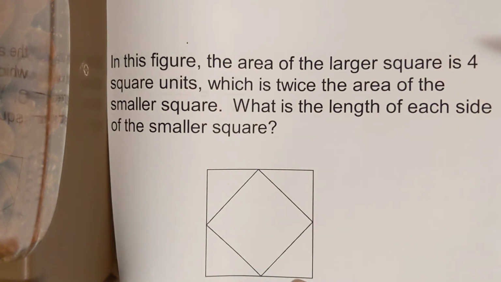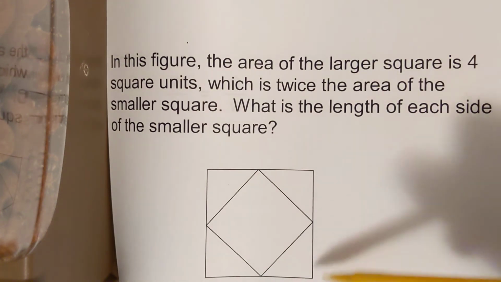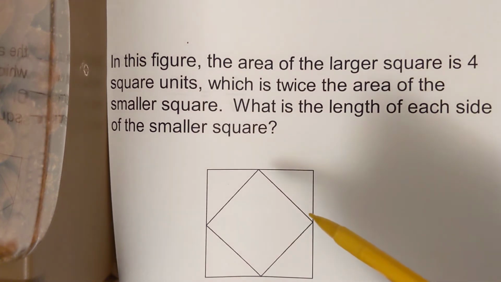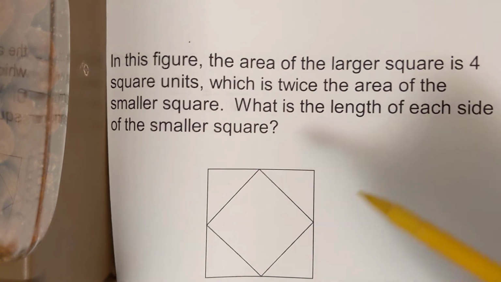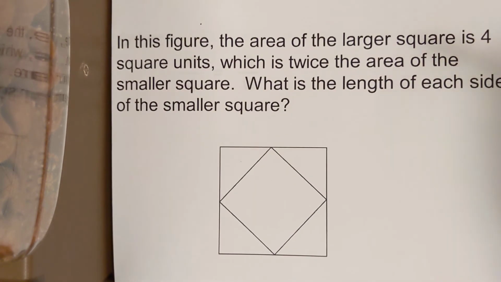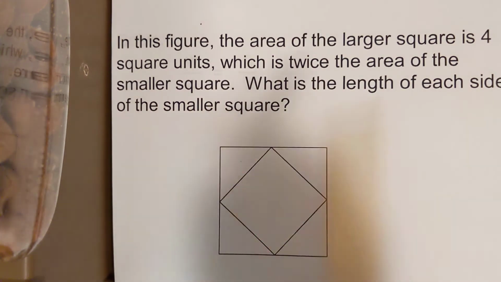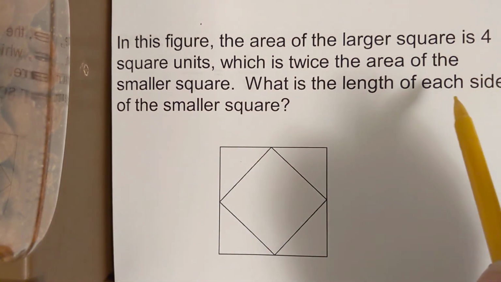All right, in this figure, we have the area of the larger square is 4 square units, which is twice the area of the smaller square. What is the length of each side of the smaller square? All right, in order to find that out, let's take a look at what we do know. We know the area of this larger square is 4 square units.